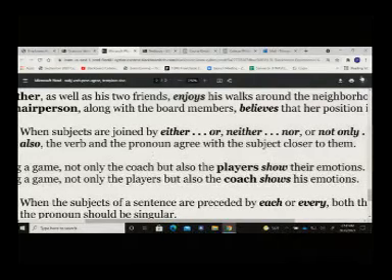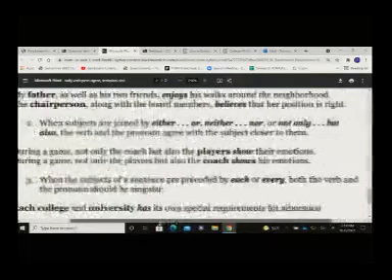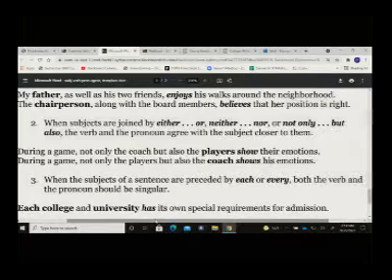So look at their example. It says, during a game, not only the coach, but also the players show their emotions. So don't worry about what comes after not only. Only worry about what comes after, but also the second part. So kind of highlight that, draw a line down there. That's the ones that have to match.